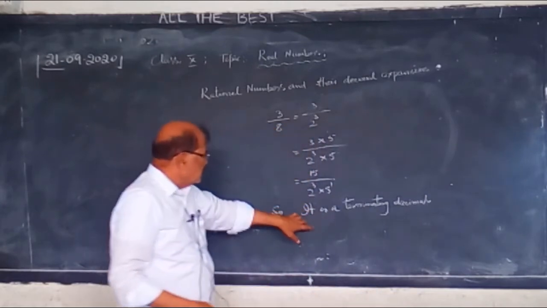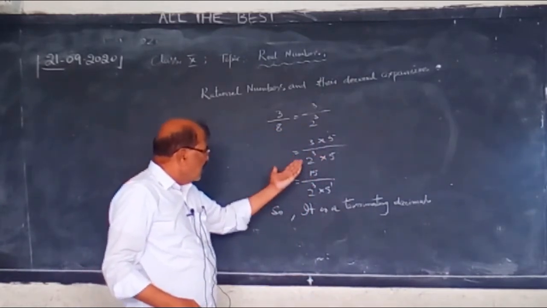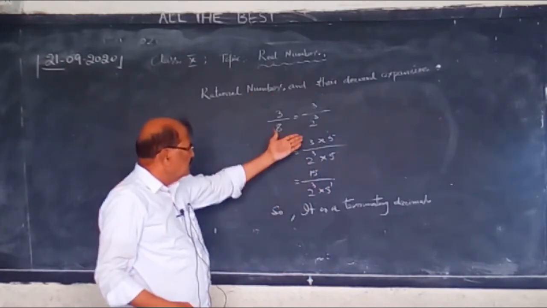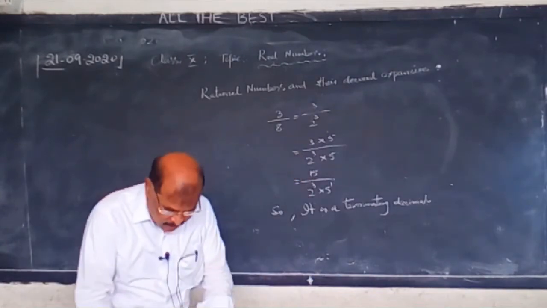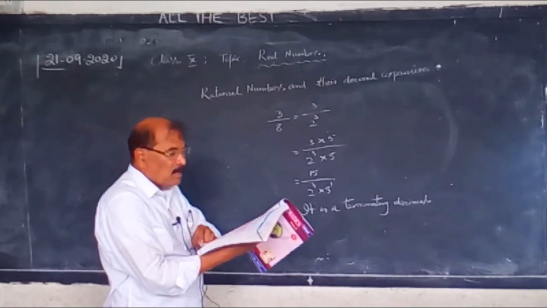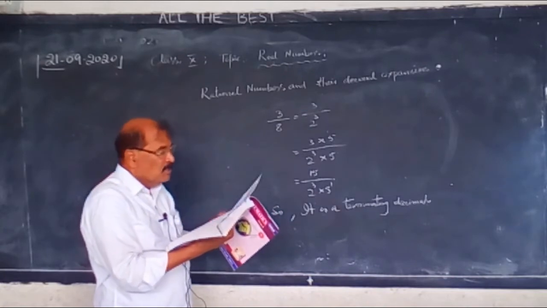It is a terminating decimal. If you don't find either 5 or 2 form, you just multiply the numerator and denominator with the same number. The value doesn't change, so it comes here. If you observe carefully, you have 4 problems in page number 11. They are solved examples. Please try to do it.